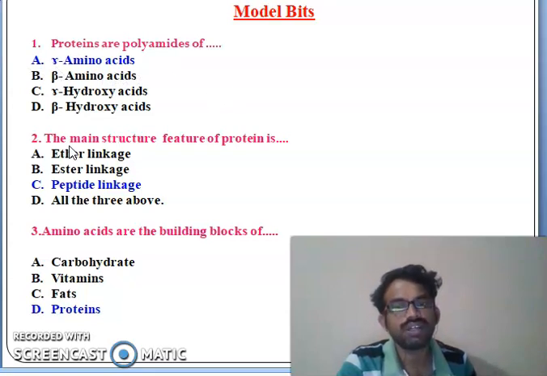Second bit: the main structural feature of protein is ether linkage, ester linkage, peptide linkage, or all the above. So C is the correct answer. Peptide linkage is the correct answer. And third one: amino acids are the building blocks of carbohydrates, vitamins, fats and proteins. So the correct answer is that proteins are built from amino acids.